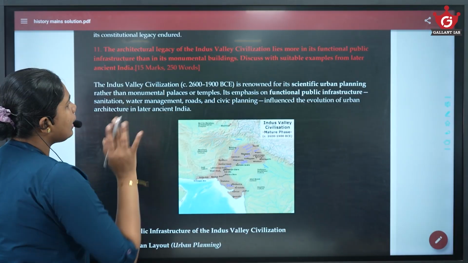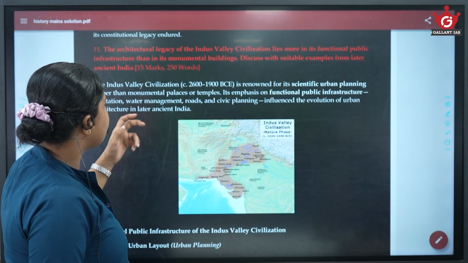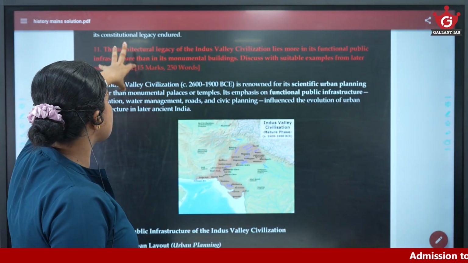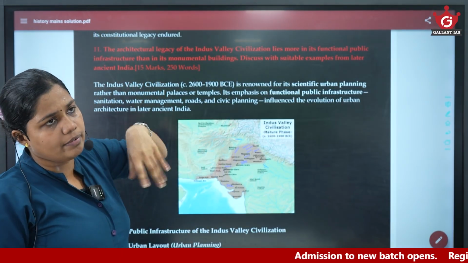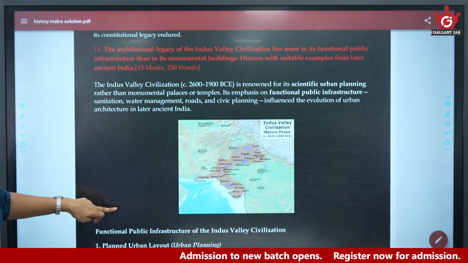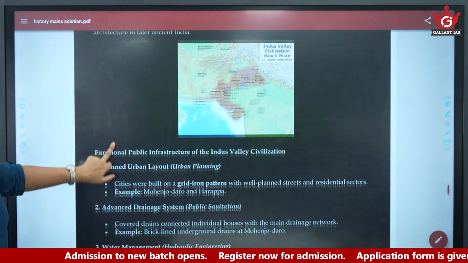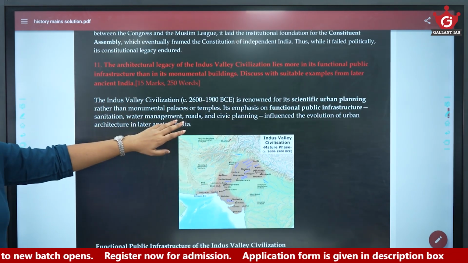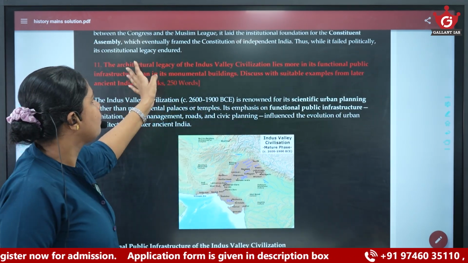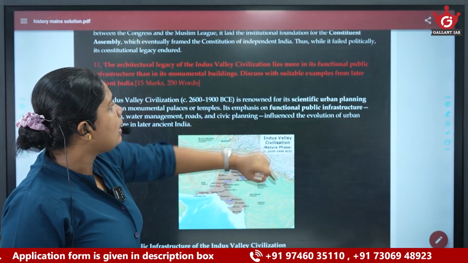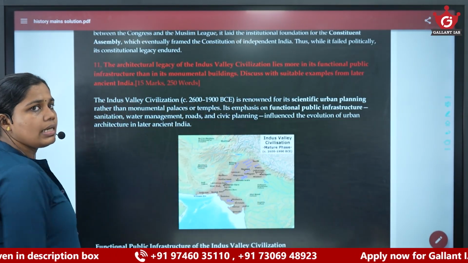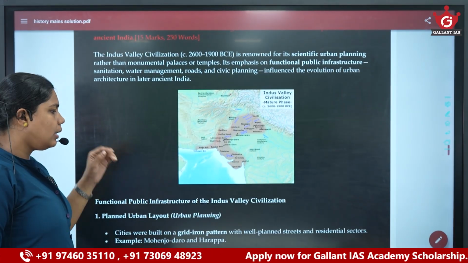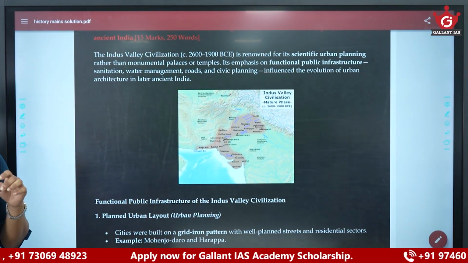Okay, so they are talking about the legacy of Indus Valley. It is held more to the functional public utility infrastructure, whatever things they have built and kept, like the urban layout and advanced drainage, than the monumental things. Discuss with suitable examples how these things influenced later India. So again, Indus Valley is a static topic. You can expect a question anytime.